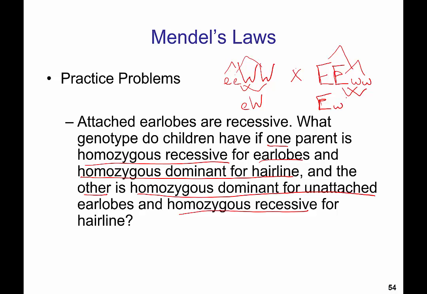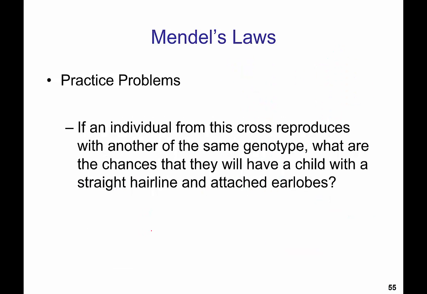When we combine those together for the child, remember, a complete genotype for two traits will have 4 alleles. If we put that in the right order and put the dominant allele first so that we don't get confused, we should get a dihybrid. Next question: if an individual from this cross, a dihybrid, reproduces with another of the same genotype, what are the chances they will have a child with a straight hairline and attached earlobes? We have a dihybrid.